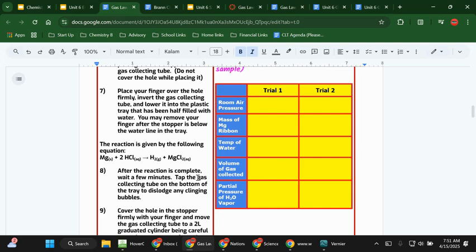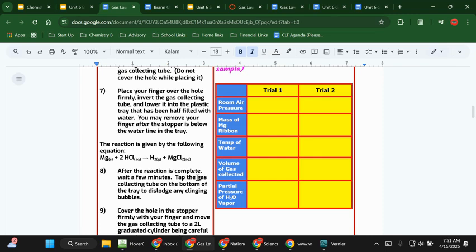And now I need to read the volume of the gas in this collecting tube. Okay? And that is the volume that I'm going to take and put for the volume of gas collected. It will be in milliliters, which means eventually you are going to have to do what? Convert to liters. Once you have this volume, you're done.